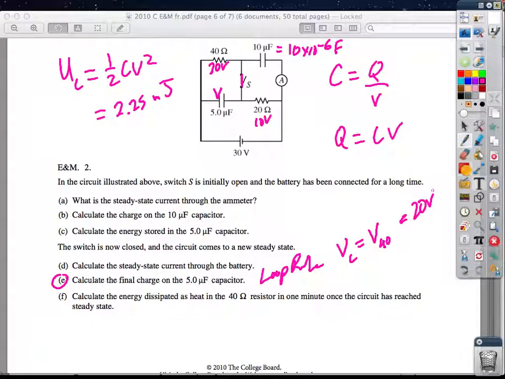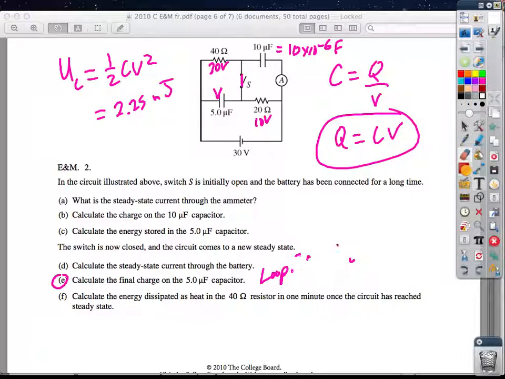And then that allows me to, once I get the voltage, now I just use this again. Or sorry, this, because I'm looking for the charge. So then I multiply 5 microfarads times 20, gives me 1 times 10 to the minus 4 coulombs. Can you do the math? Oh, yeah, sure. I can't see it.